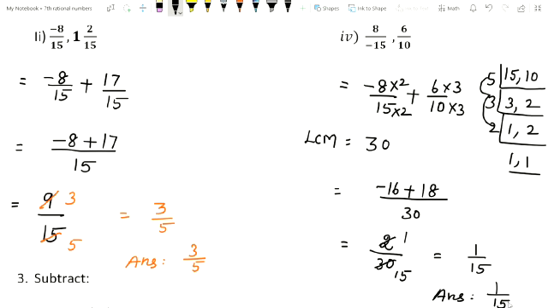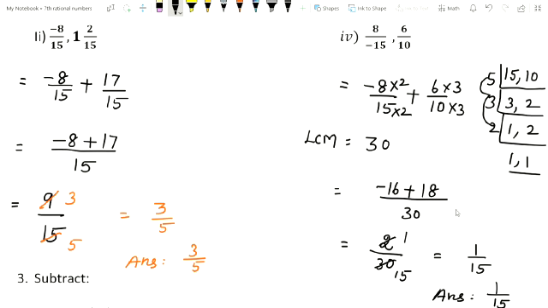You understand, children? I repeat this. Here denominators are different, so we have to take the LCM. LCM of 15 and 10 is 30. So here in the first term, 15 is the denominator, so you have to multiply with a 2. In the second term the denominator is 10, so you multiply with a 3.